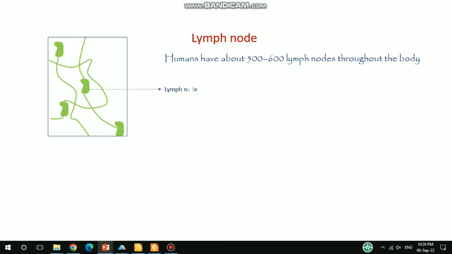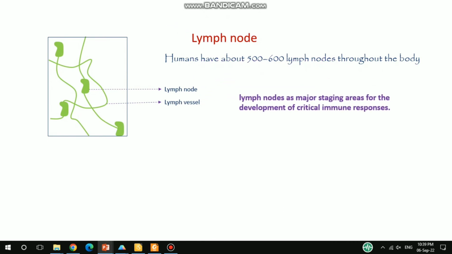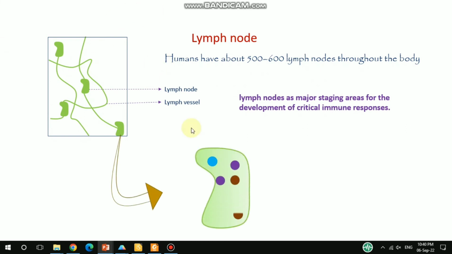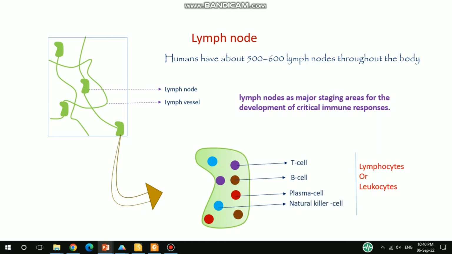Humans have around 500 to 600 lymph nodes throughout the body. These bean-shaped lymph nodes are major staging areas for the development of critical immune responses. In the lymph nodes there are varieties of immune cells, basically the white blood cells. These are the lymphocytes or leukocytes, different kinds of blood cells: T cells, B cells, plasma cells, natural killer cells. These are very crucial for defensive action.